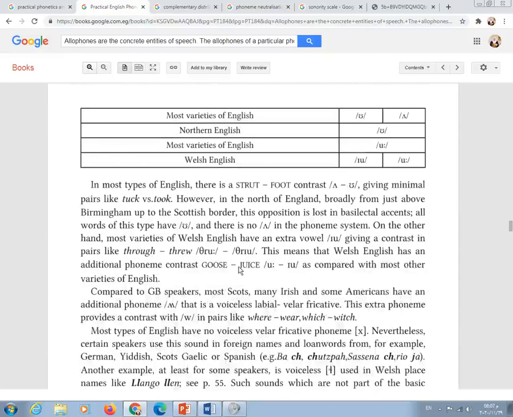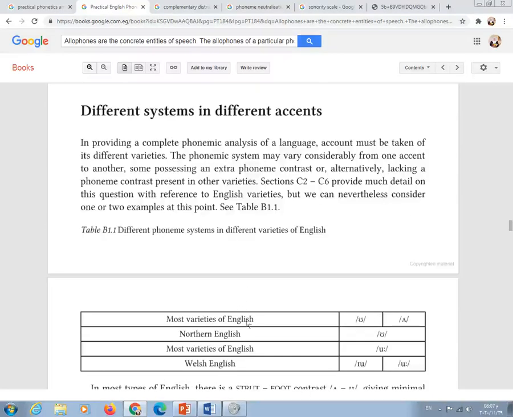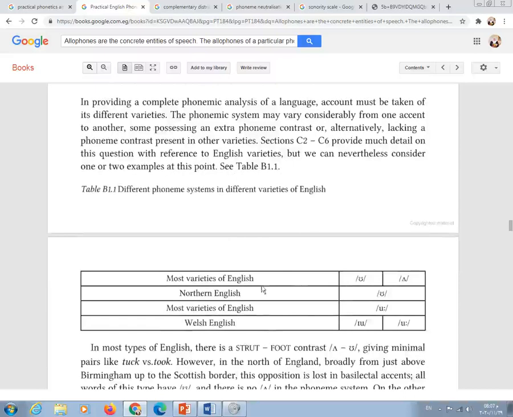Also, let me tell you where we are. Yes, we turn to page 28, and on top of the page we have some examples of sounds which are neutralized. For example, in most varieties of English, there is a distinction between the vowels in "cup" and "cap," but in Northern English, these two sounds are collapsed into one, so they are neutralized.